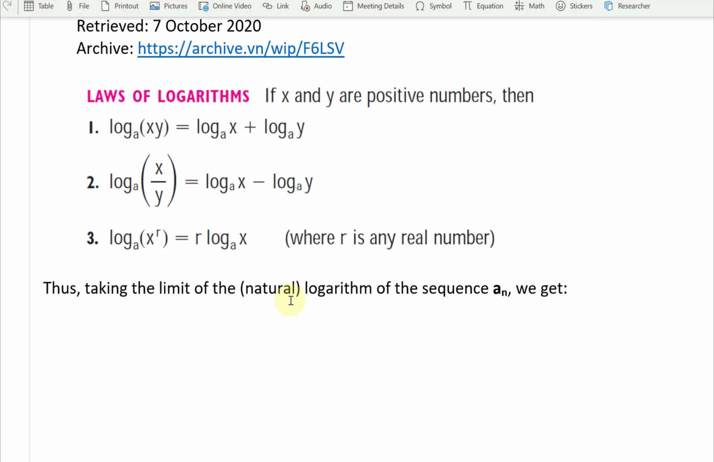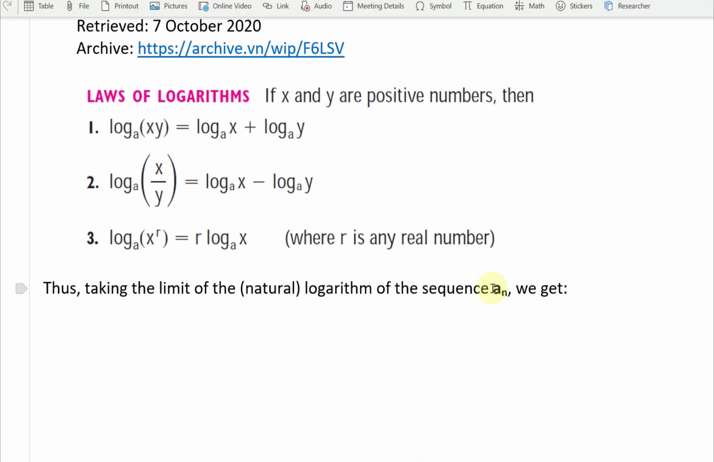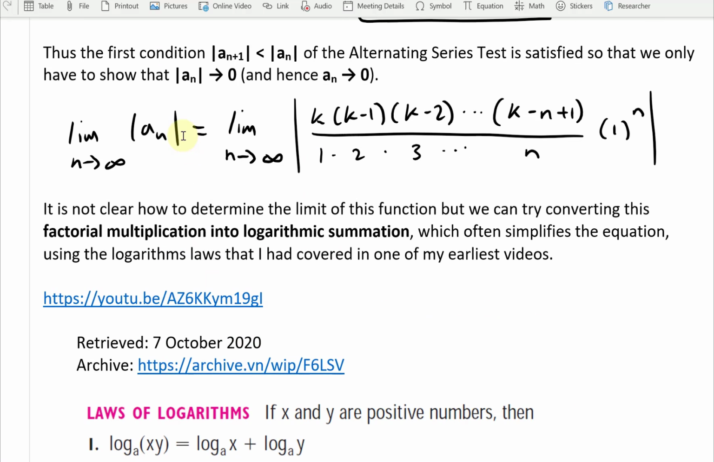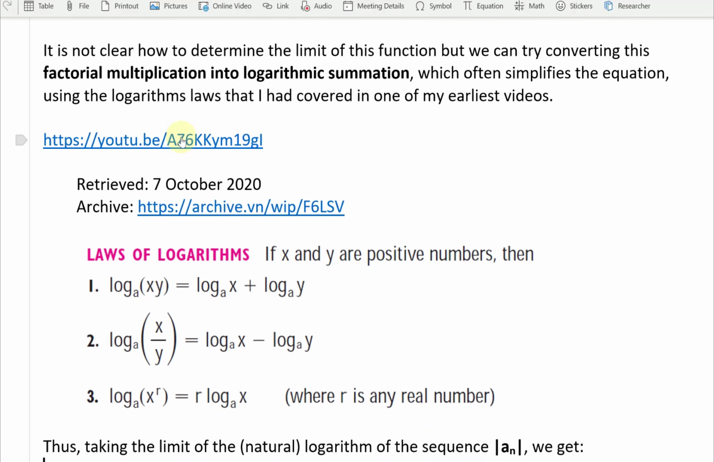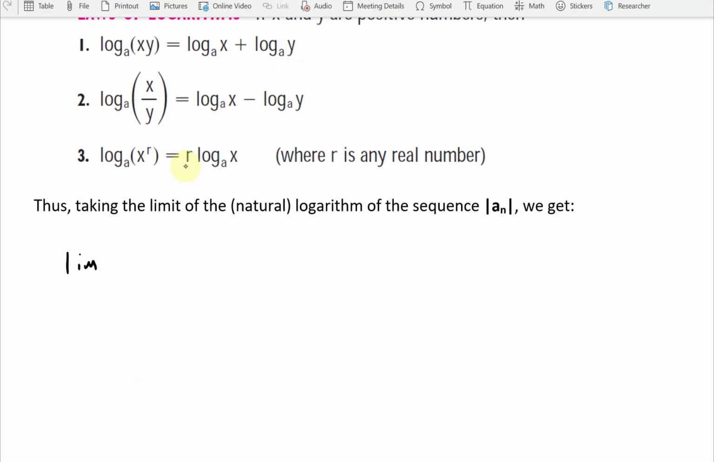Thus, taking the limit of the natural logarithm of the sequence an, we get, or actually, absolute value. Let's do everything in absolute value. We'll just take the limit of the natural log of it, because usually we deal with natural logs, the same thing, just base e. So what we get is the limit as n approaches infinity of ln of the absolute value of an, like that.